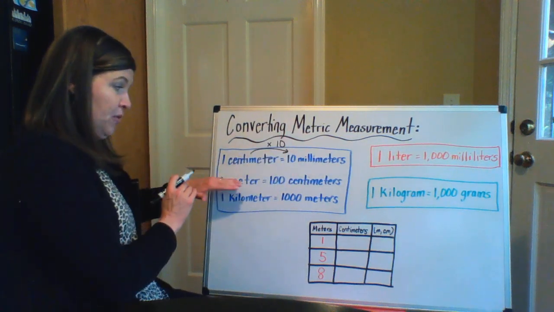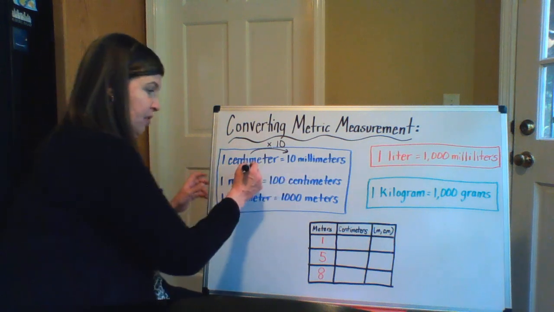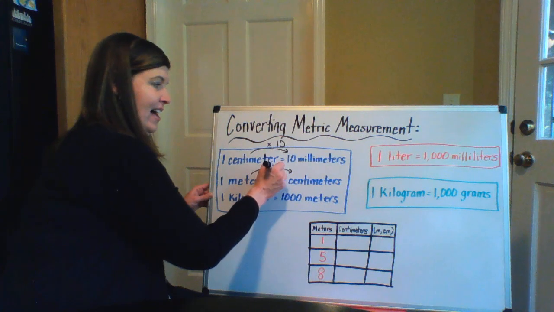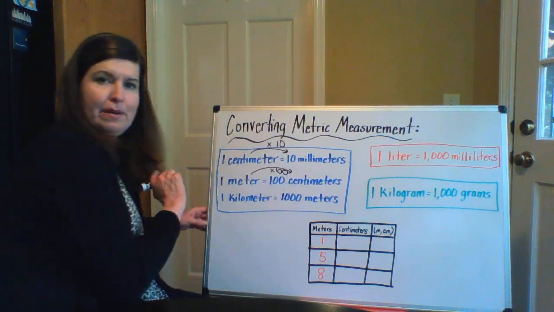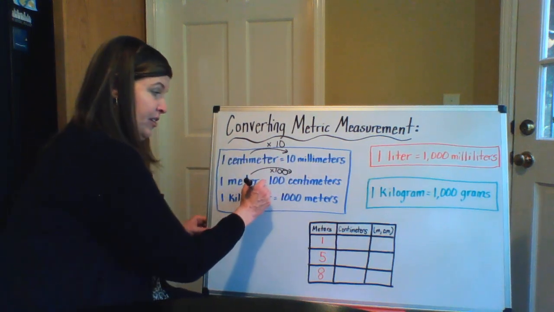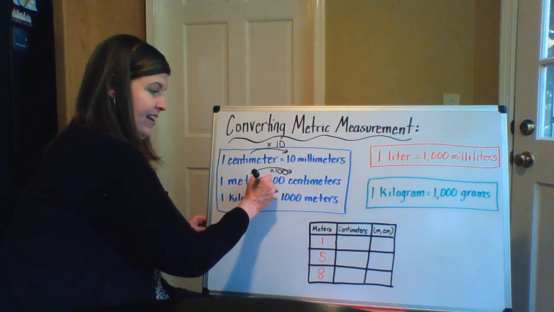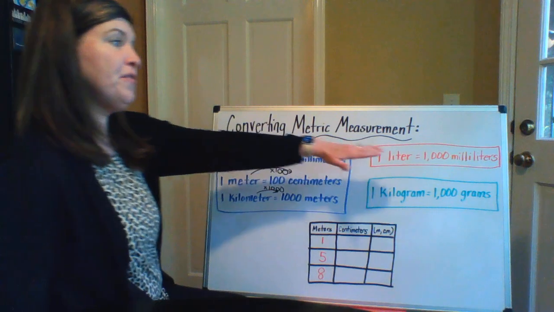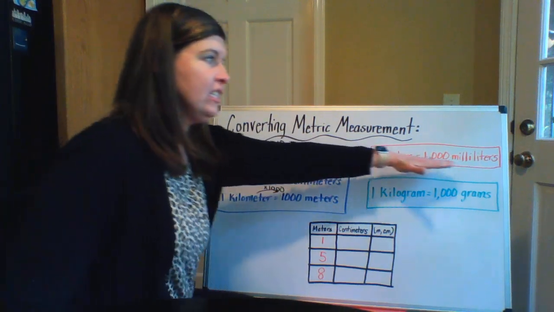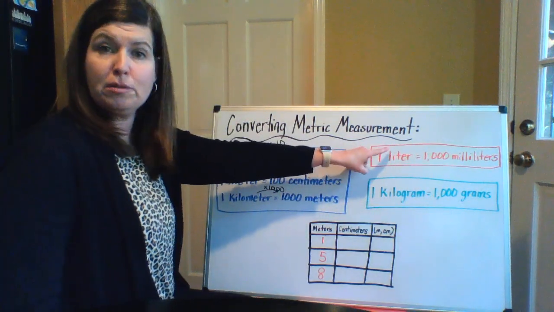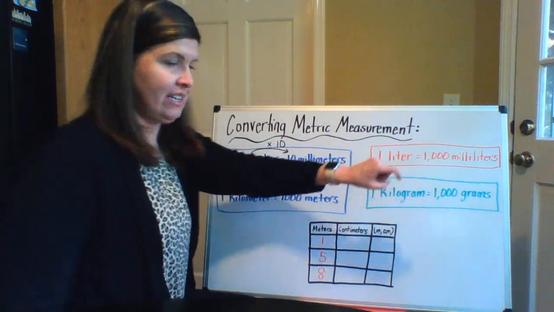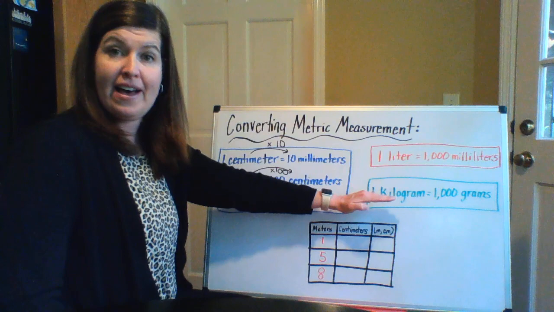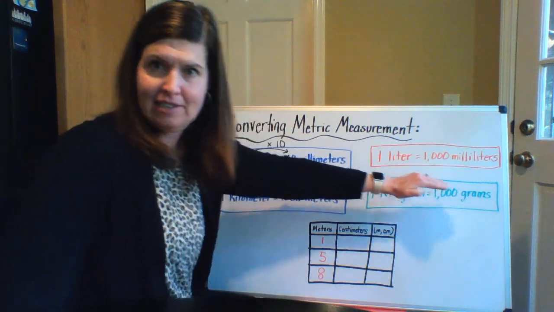Here, if I'm going from a meter to a centimeter, we know that we're going to multiply, and what are we going to multiply by? 100. That's a nice round number. Down here, kilometer to meters, we would multiply by 1,000. The same would go for these. If we're going from a liter to milliliters, we would multiply by 1,000. A kilogram to gram, we would multiply by 1,000.